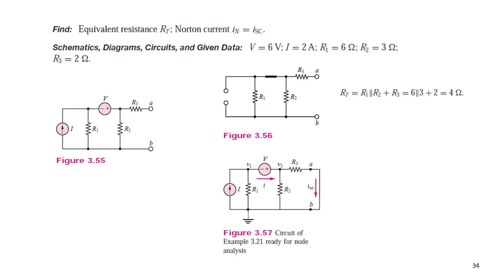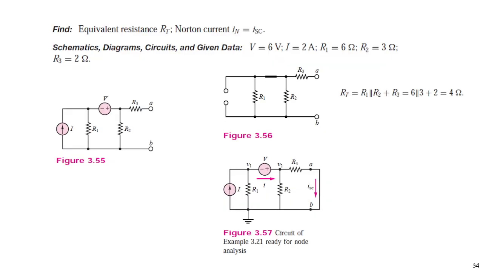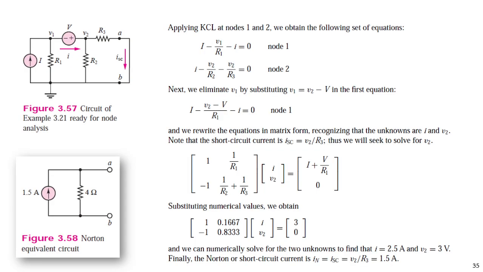This example I leave for you because it is similar to the previous one. In this case, we find the Norton current, which is the short circuit current. If you short here, you get the Norton current, or you find the Thevenin equivalent first, then short it and you will get the Norton current. If you short from the original circuit, you will get the Norton current also. So I leave this example for you.